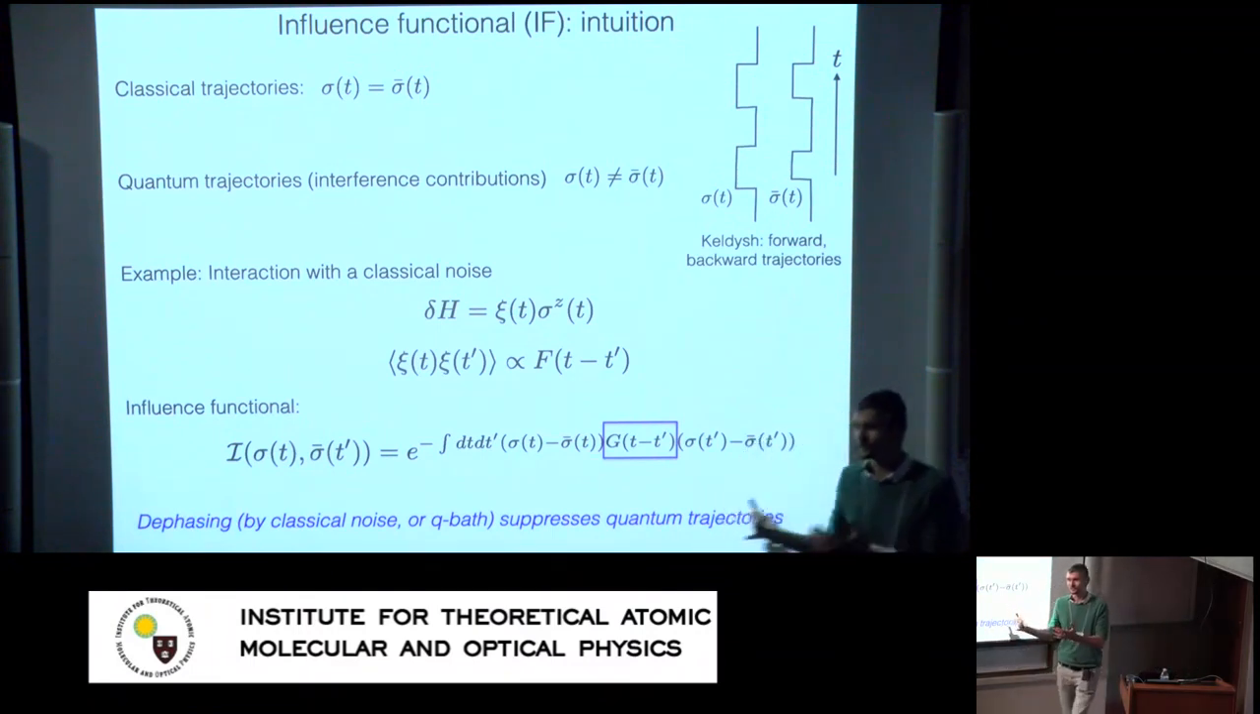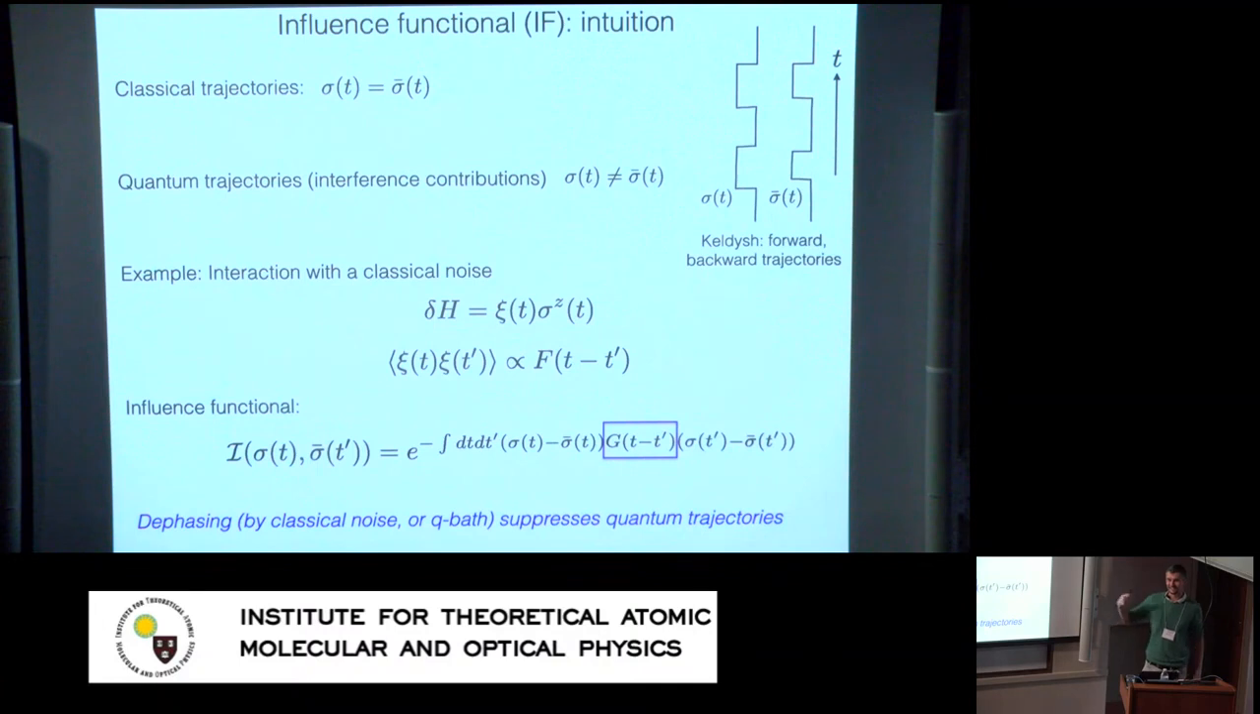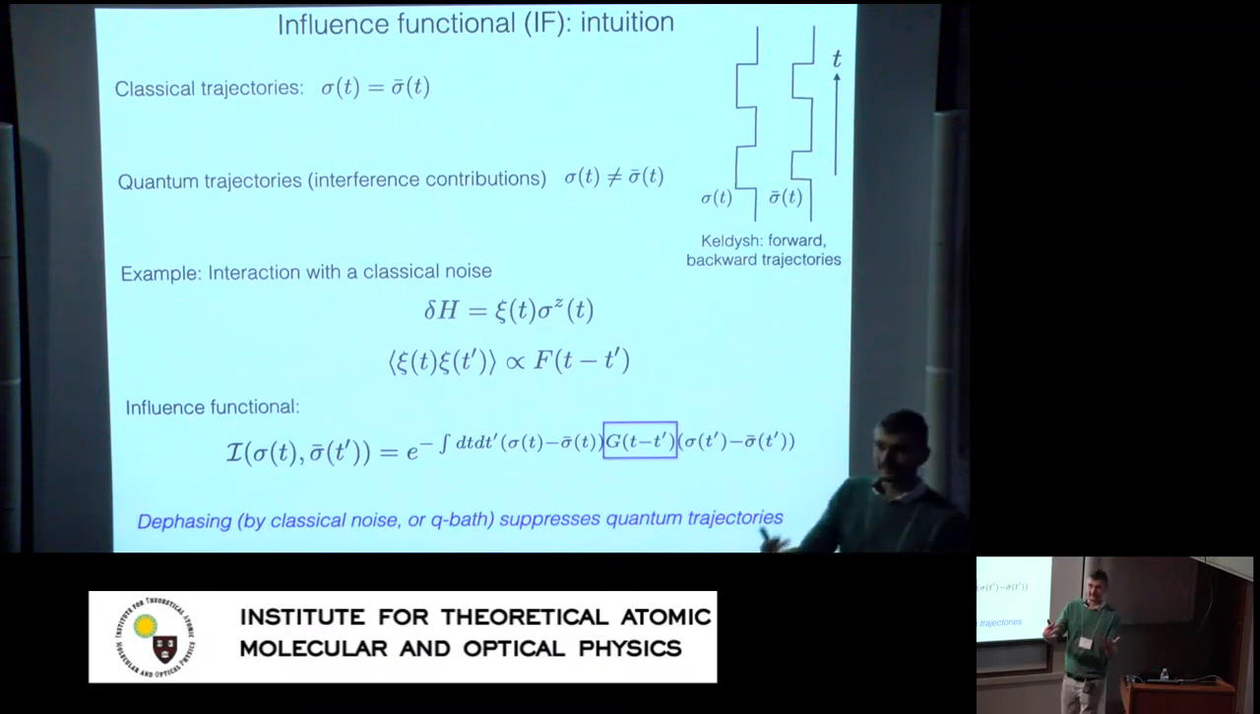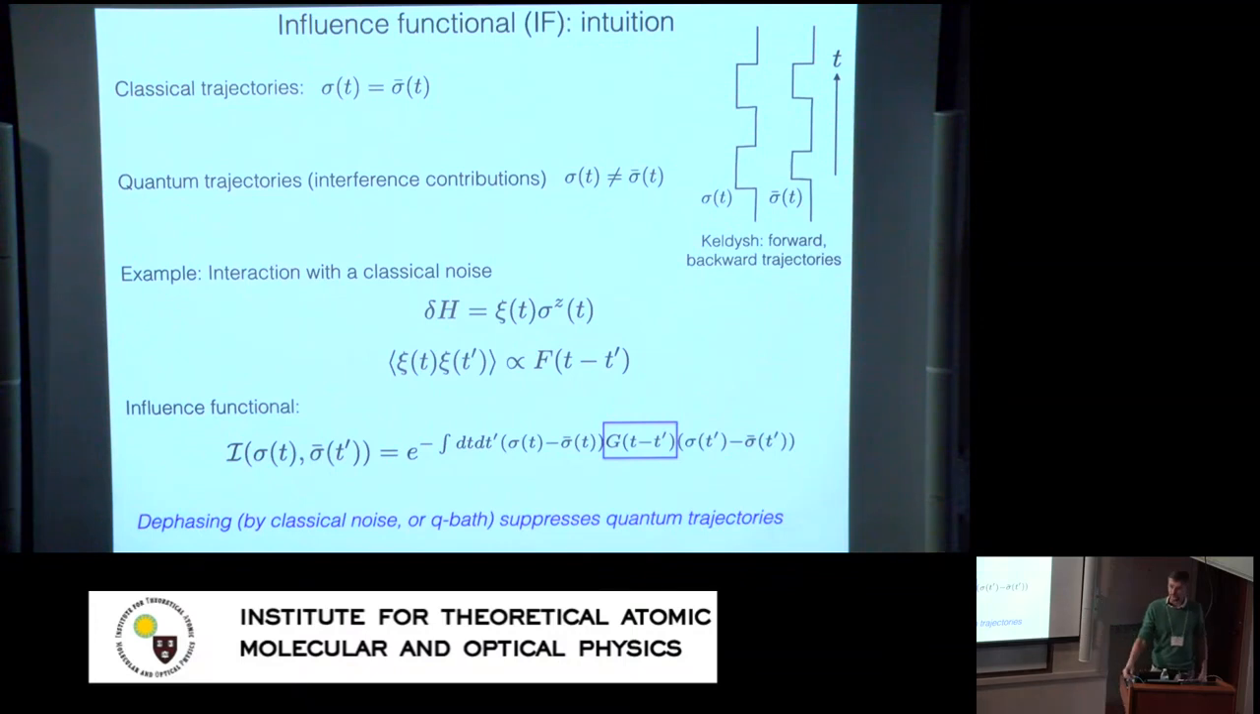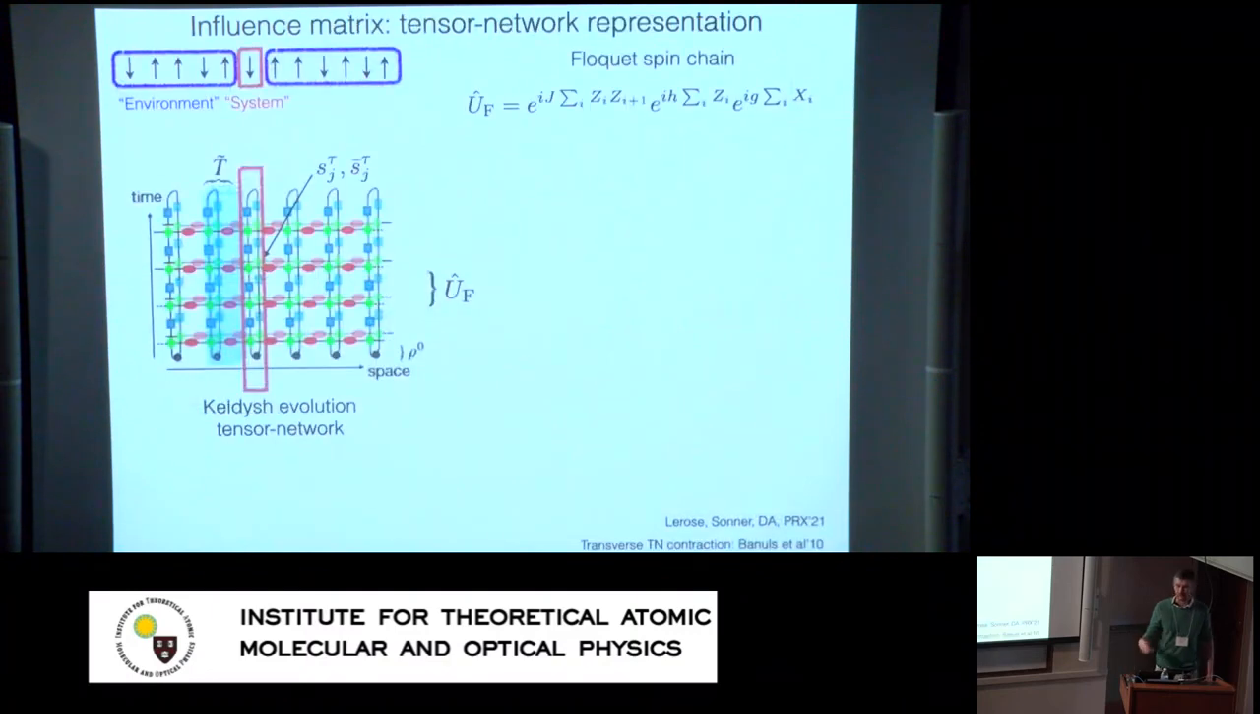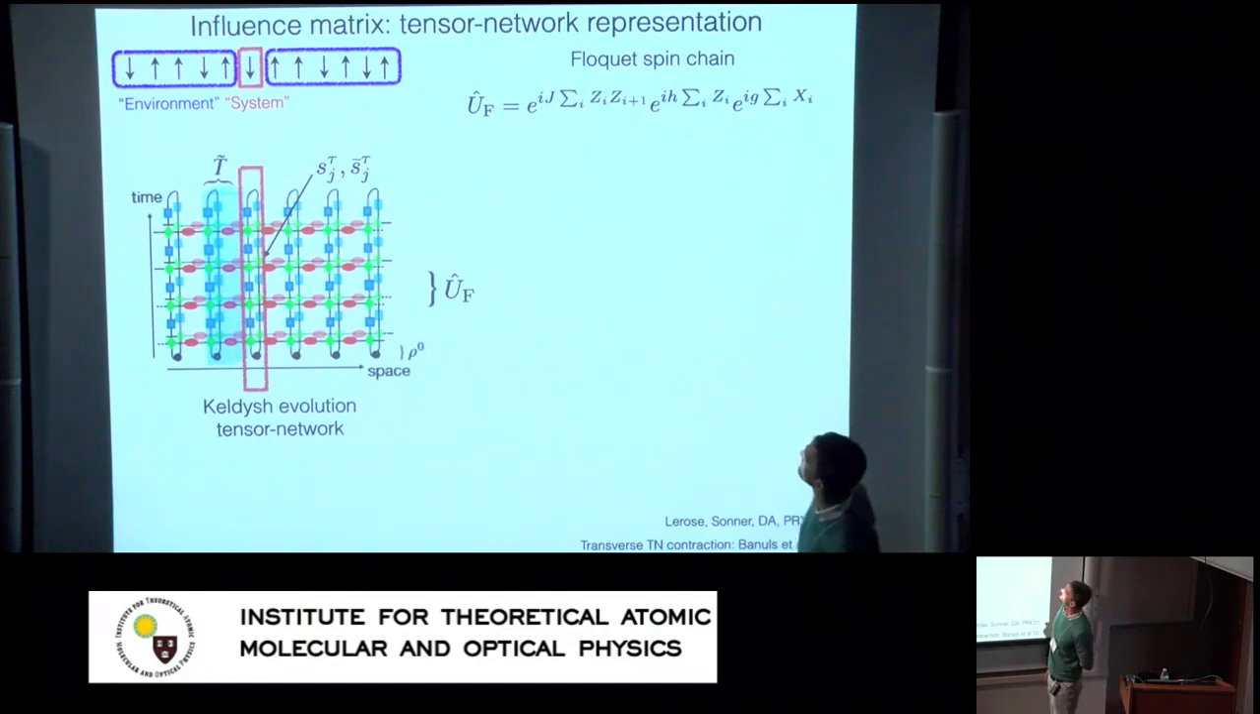There is also an analogy with weak localization. That's exactly it, it does not affect trajectories where sigma is equal to sigma bar, because those are classical contributions. But the quantum interference becomes gradually suppressed, and that's one piece of intuition about these influence functionals. So they tend to suppress quantum interference effects.